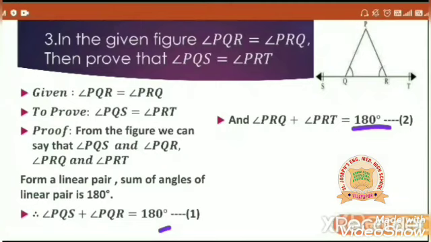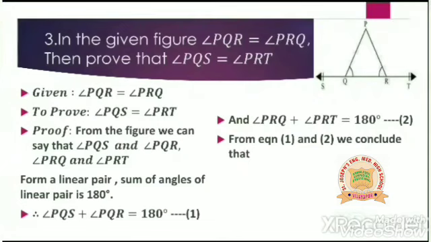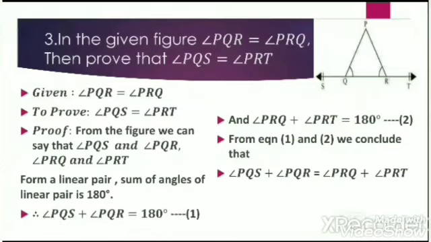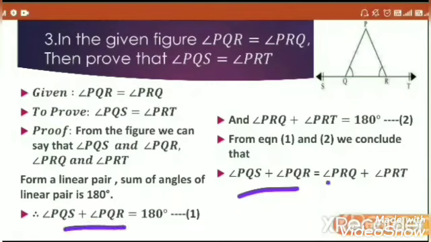Angle PQS plus PQR is equal to angle PRQ plus PRT, right? So this part is equal to this part. From equation 1 and 2 we are going to write PQS plus PQR is equal to PRQ plus PRT. Just see here, this part is equal to this part. Okay, we have written it.